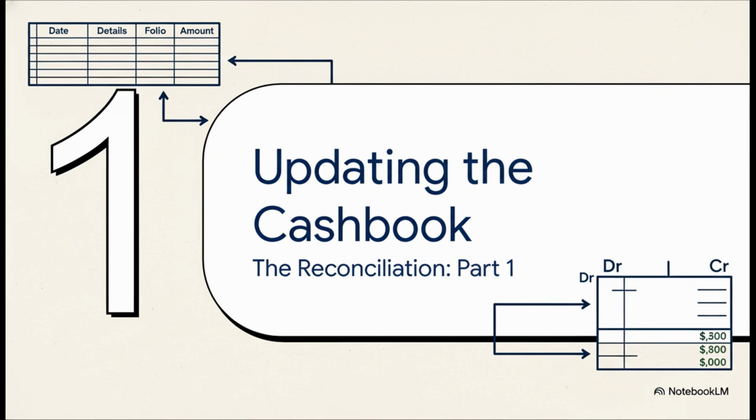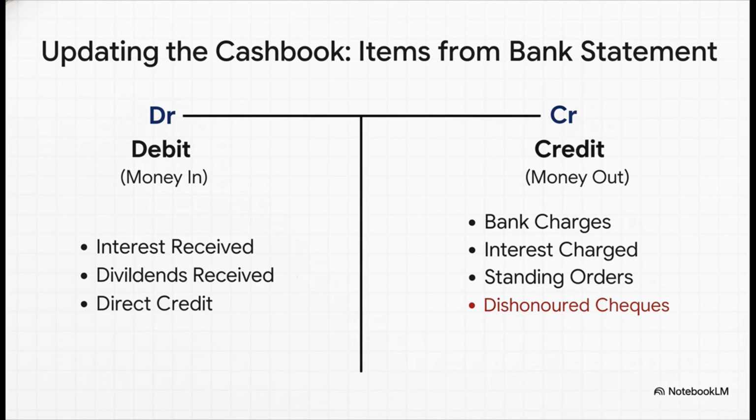Okay, so how do we actually do this? The whole reconciliation process is a neat two-part job, and part one is all about cleaning up our own house first. We need to update our cash book. We're looking for all the things the bank knows about, because they're already on the bank statement, but that we haven't recorded yet. So what kind of items are we talking about?